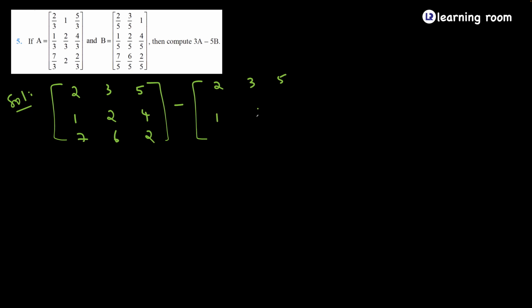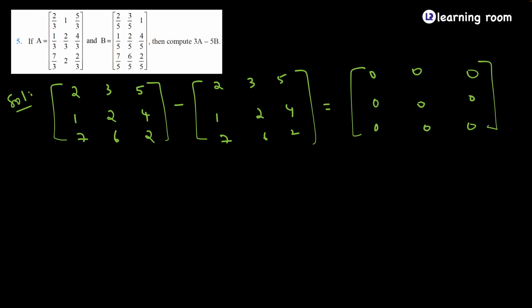So if you look at the solution, when we write 3A, what is it you're going to get? 2, 3, 5, 1, 2, 4, 7, 8, 7, 6, 7, 6, and 2. Right. Minus, what is 5B? So 2, 3, 5, 1, 2, 4, 7, 6, 2. So what will the answer be? 2 minus 2, 0. 3 minus 3, 0. 5 minus 5, 0. They both are same. So it's a null matrix. Right. So they both are same.